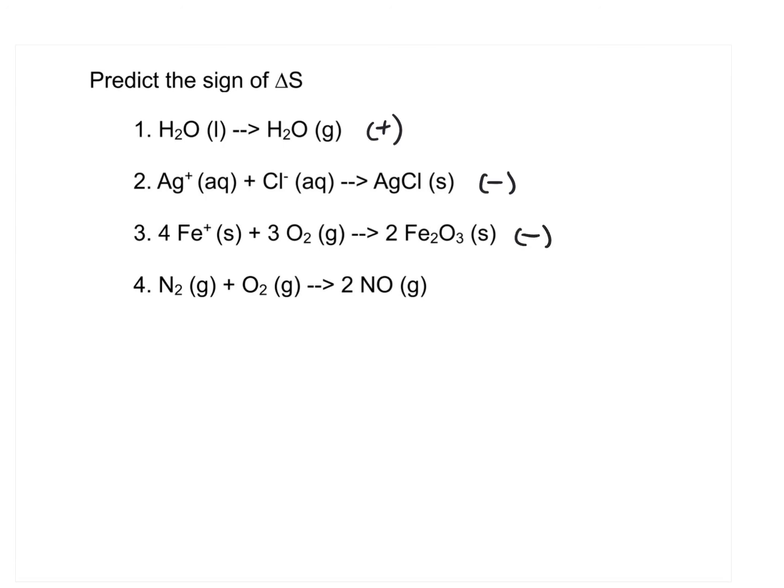Finally, the fourth example. We have N2 gas and O2 gas giving us 2NO gas. We're not changing state of matter. We are not dissolving. So let's take a look at the pressures or the moles of gas on each side. As you can see, I have 2 moles of gas on the reactant side and 2 moles of gas on the product side. So in this case, I can't make a judgment either way. And so I'll have to say undecided at this point.